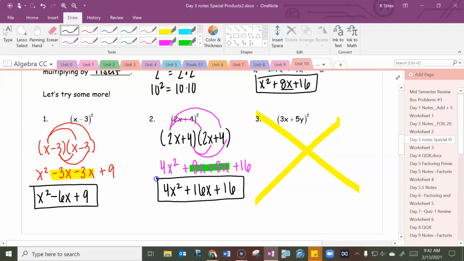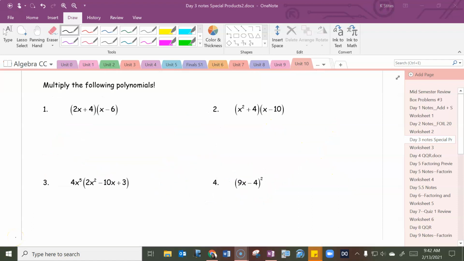And there's your answer. All right, so now we're going to go ahead and do a little review for your quiz coming up. So multiply the following polynomials. Keep in mind this is just a regular sort of FOIL problem. So we're going to just do first, 2x times x is 2x squared. Outer, 2x times negative 6 is negative 12x.